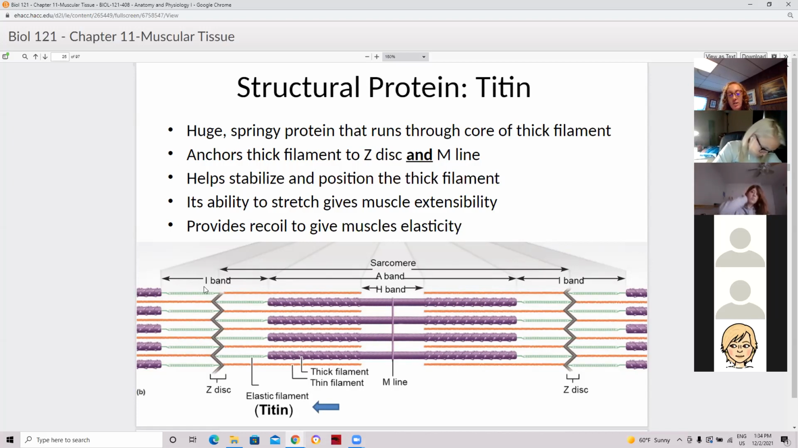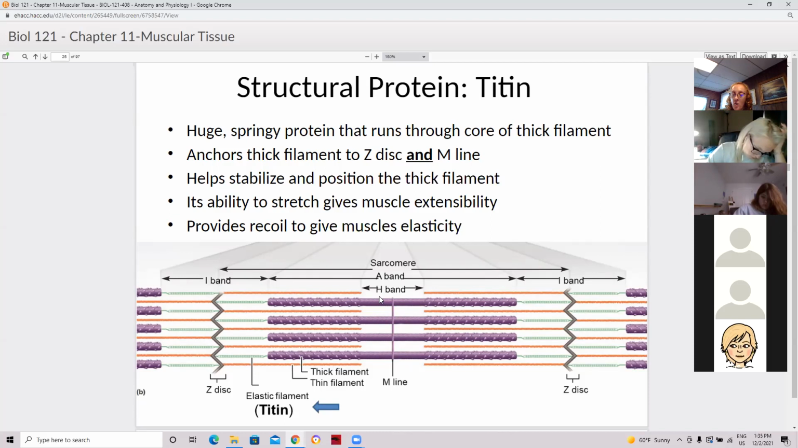The light bands: the word light has an I in it. The I bands are light. Dark bands: the word dark has an A in it. So the A bands are the dark bands when we look at the striations. The M line goes right down the A band.